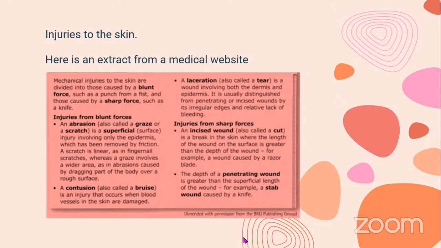Injuries from sharp forces. An incised wound, also called a cut, is a break in the skin where the length of the wound on the surface is greater than the depth of the wound. For example, a wound caused by a razor blade. The depth of the penetrating wound is greater than the superficial length of the wound. For example, a stab wound caused by a knife. Okay, thank you so much.